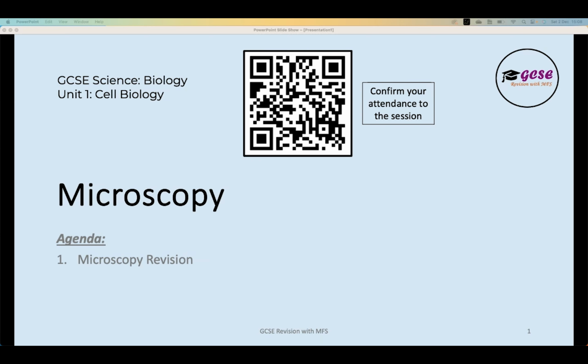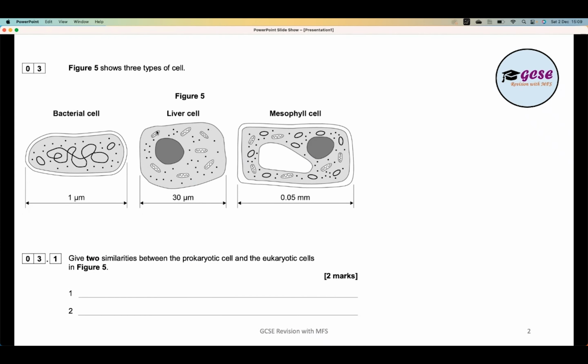We're going to begin with a quick recap of what we did in our last lesson. Okay, I will pop the QR code back on towards the end of the session if you haven't scanned it already. Okay, so we will make a start now. So just a recap of what we did in our last lesson. So we were looking at prokaryotic and eukaryotic cells.